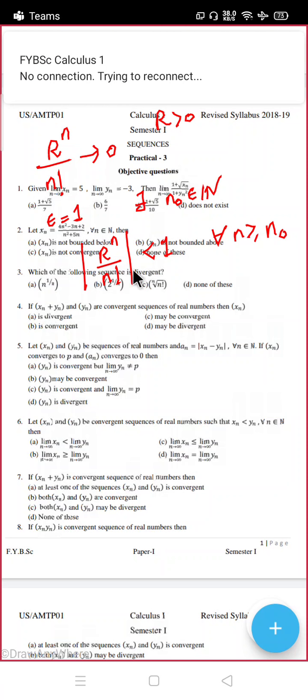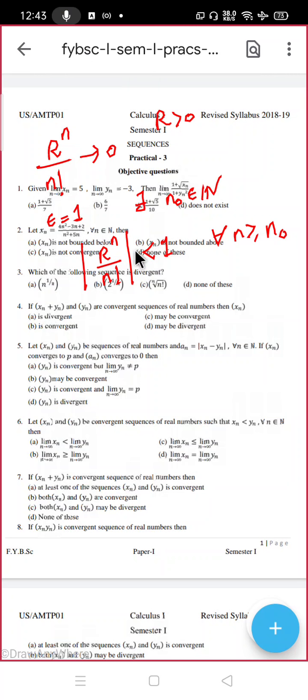Do you agree? Do you agree as per the definition? कन्वर्जेंस का डेफिनेशन यही है. Okay, can I solve it a little bit?